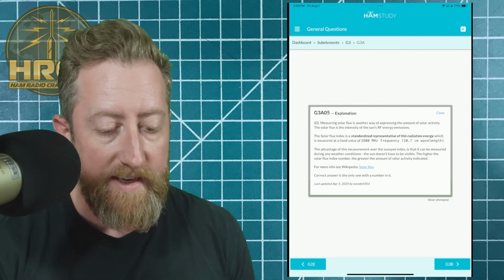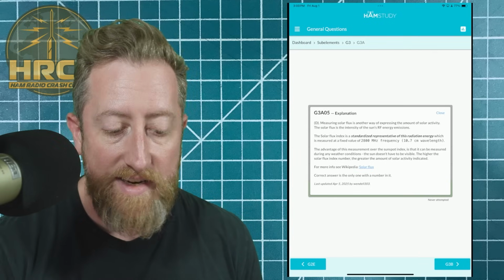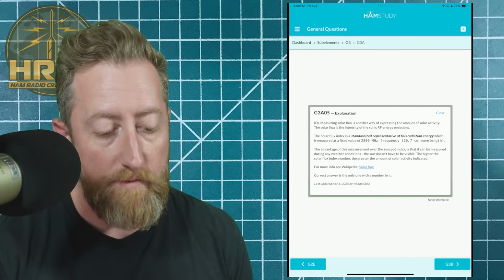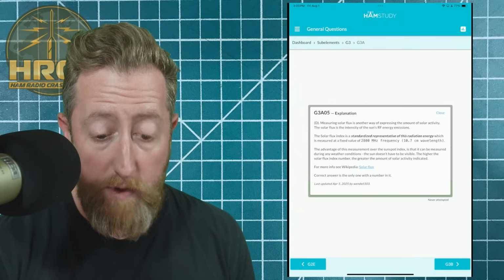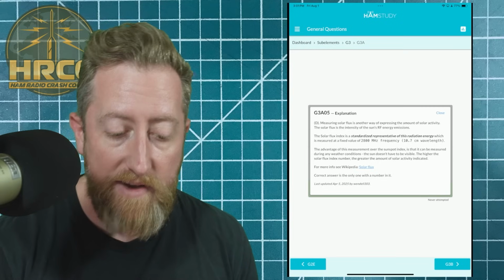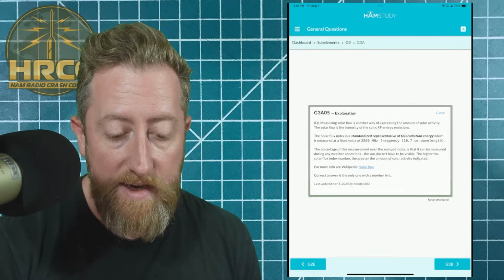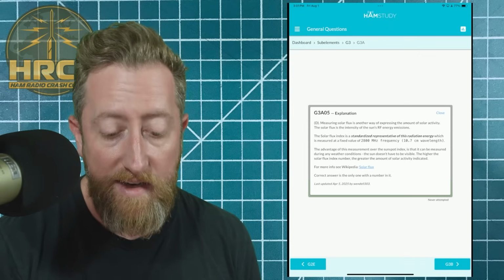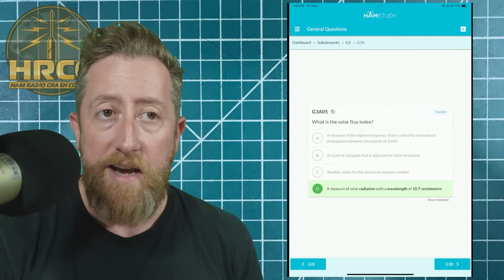Measuring solar flux is another way of expressing the amount of solar activity. The solar flux is the intensity of the sun's RF energy emissions. The solar flux index is a standardized representative of this radiation energy, which is measured at a fixed value of 2800 megahertz. Frequency is 10.7 centimeters wavelength. So yeah, it gives you more context as you're reading through the questions, and that can help out a lot.